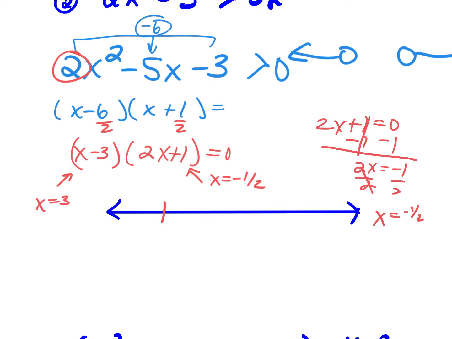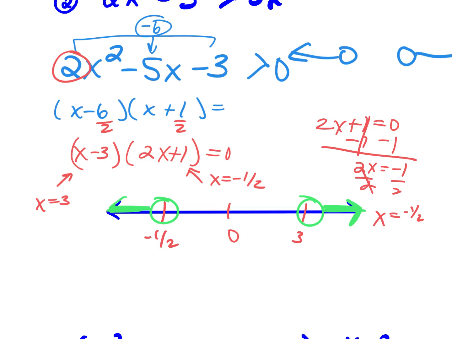So I have a point at negative 1/2, I have 0, and I have positive 3. What kind of dots do I have at negative 1/2 and positive 3? Why are they both open? Because there's no "or equal to" underneath my inequality sign. And which way at the beginning did we say that we shaded? Outside. To the outsides.